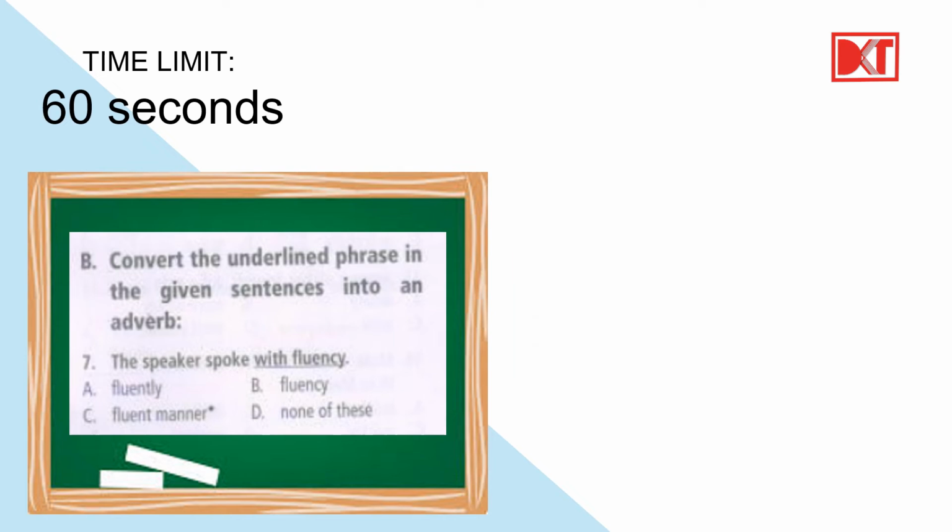Okay, so here, next category, what we have to do is convert the underlined phrase in the given sentences into an adverb. We have an underlined phrase which we have to convert into an adverb and choose the correct one from the options. Let's see here. The speaker spoke with fluency. A, fluently, B, fluency, C, fluent manner, or D, none of these.